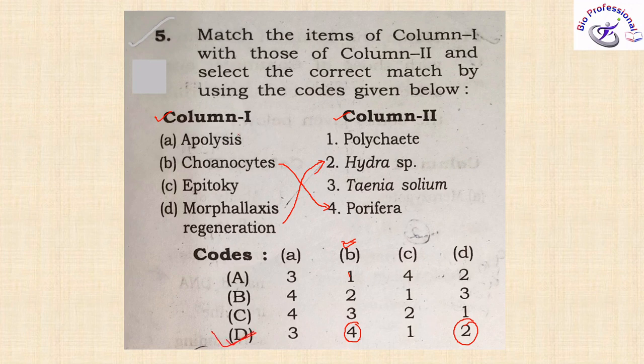And A3 means apolysis. Apolysis is actually the separation of the cuticle from the epidermis in arthropods. So apolysis will be this, Taenia solium. And epitoky. Epitoky is a process that occurs in many species of Polychaeta, the marine worms, where a sexually immature worm is transformed into a sexually mature worm. So your correct option for this is option D.